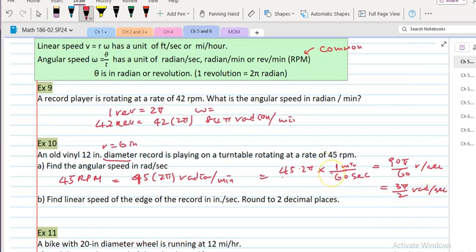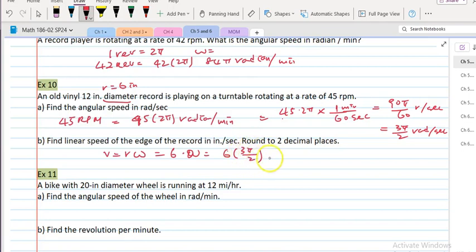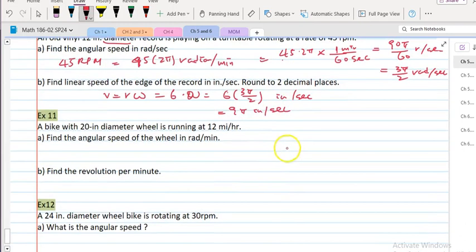Okay, change units. Find the linear speed in inches per second. So I want linear speed, how fast is it moving at the edge? V equals r omega, and we have omega equal to 3 pi over 2. What is the radius? The radius is 6. So 6 times omega, which is what we have, 3 pi over 2. That would be inches per second. So 9 pi inches per second. So at the edge of the record, things are moving at 9 pi inches per second.